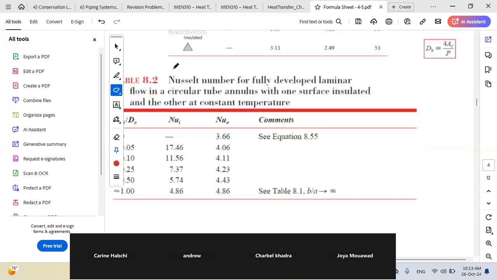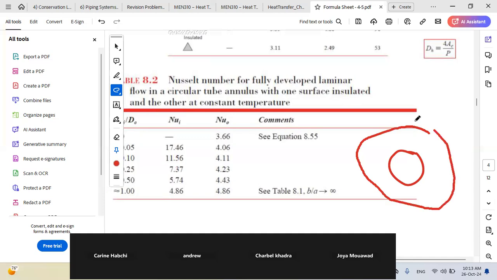This is the table. Table 8.2 is giving us the Nusselt number for fully developed laminar flow in a circular tube annulus with one surface insulated and the other at constant temperature, which is our case here, because oil is flowing over the circular tube, but it's flowing inside the annulus. So because it's flowing inside the annulus, we can apply formulas of internal flow through annulus geometry.